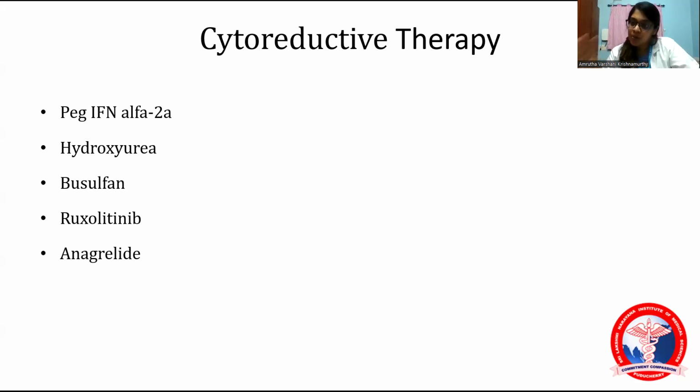The drug that we commonly use, the drug of choice, is currently hydroxyurea. That is the main cytoreductive therapy. So what is the dose of hydroxyurea? It is 15 milligram per kg per day. That is the dose of hydroxyurea.